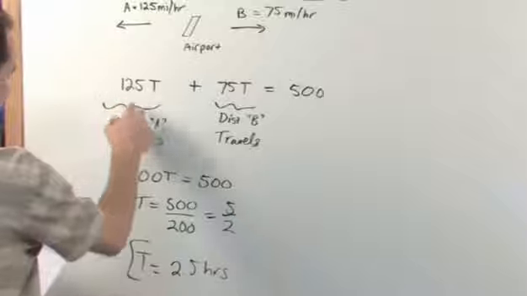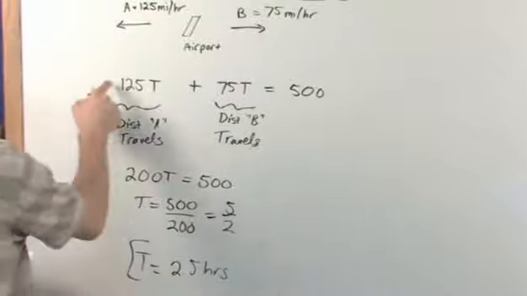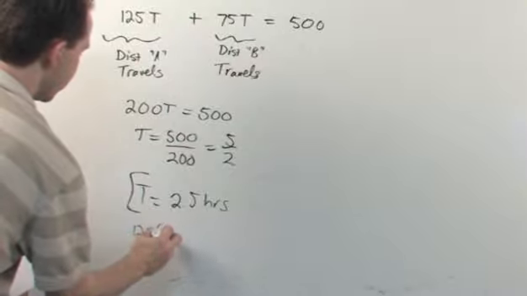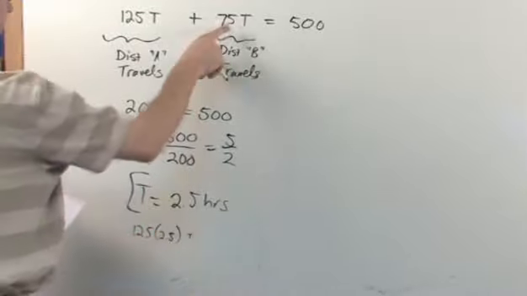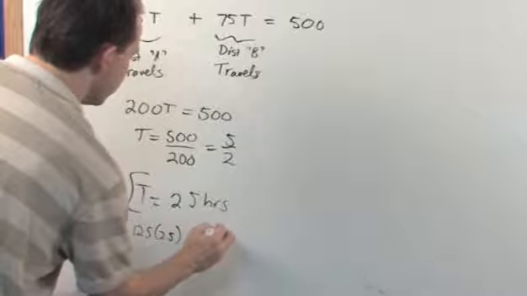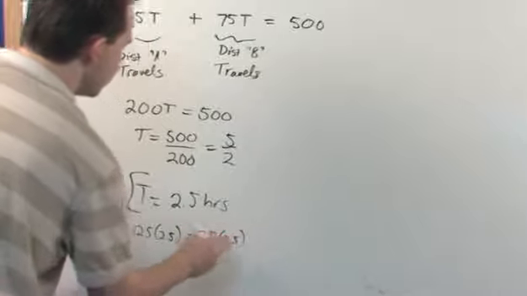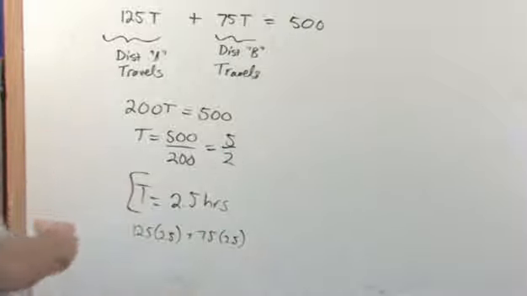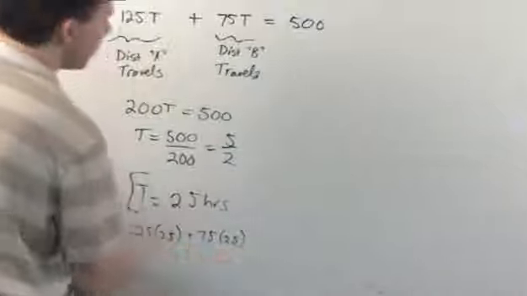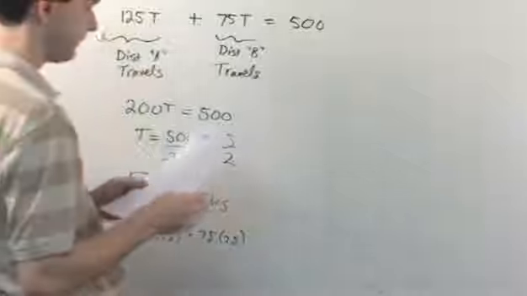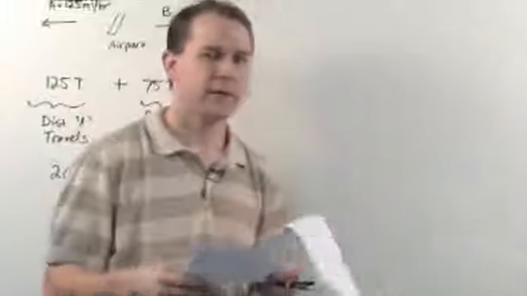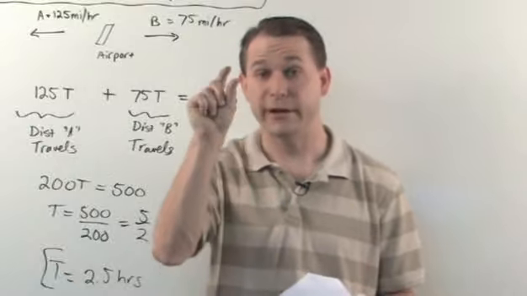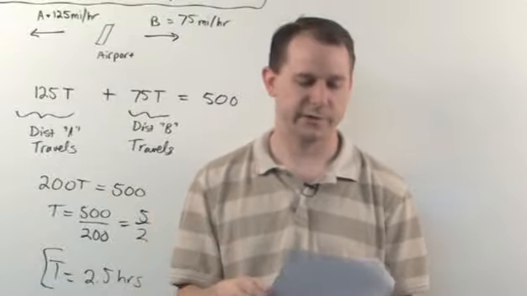So how far would you go? You would turn it right back around and put it into this equation: 125 times 2.5 plus 75 times 2.5. And you would try to figure out if this equals 500, and it does equal 500. When you put this in your calculator, you get a number here and a number here. You add them up, you're going to get 500 miles. Okay? So, no different than before. You just have to really take your time and make sure you know what you're writing down in your equations.